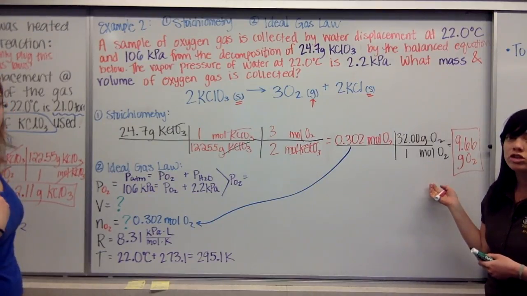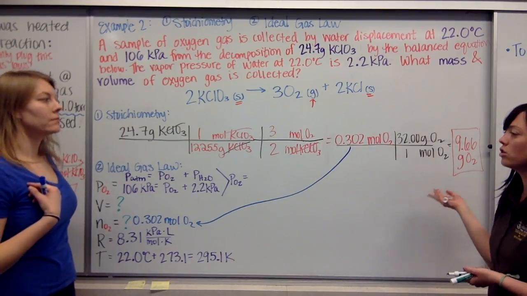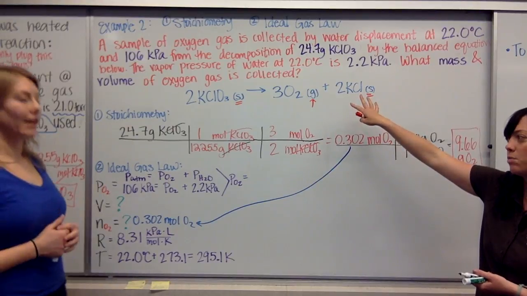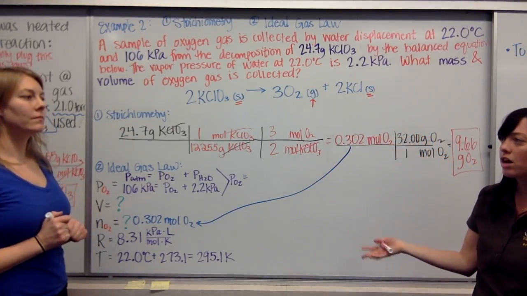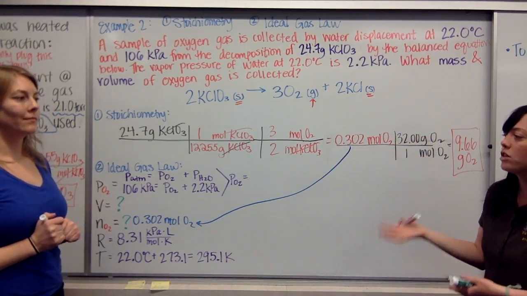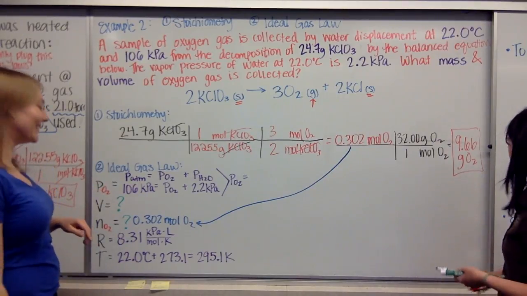I do just want to mention that if we were at STP, you could use stoichiometry, but we're not at STP. So that's the whole point, right? Unless we're at STP, then we have to use the ideal gas law. That's a mistake that we're going to make.